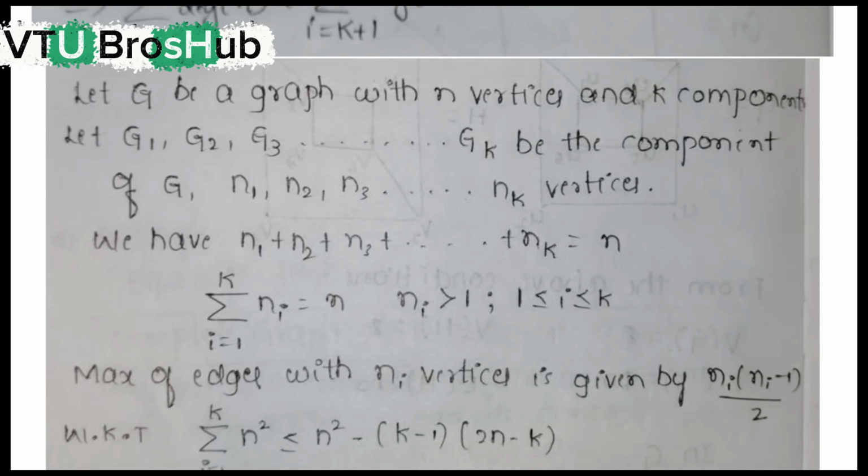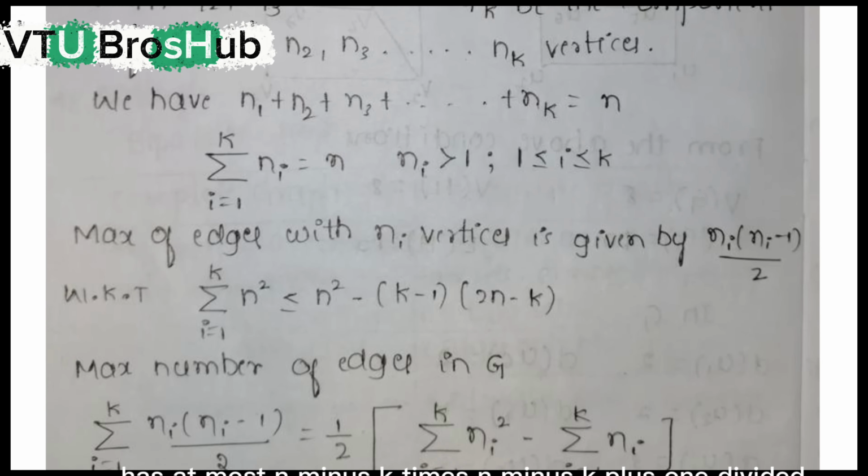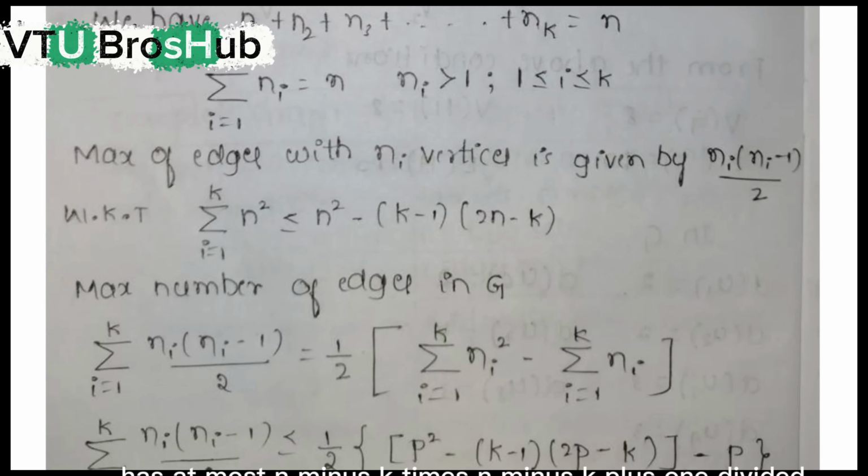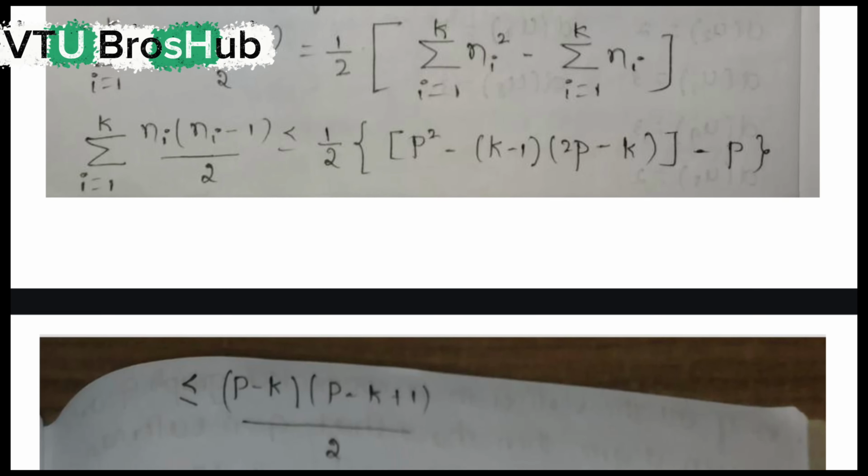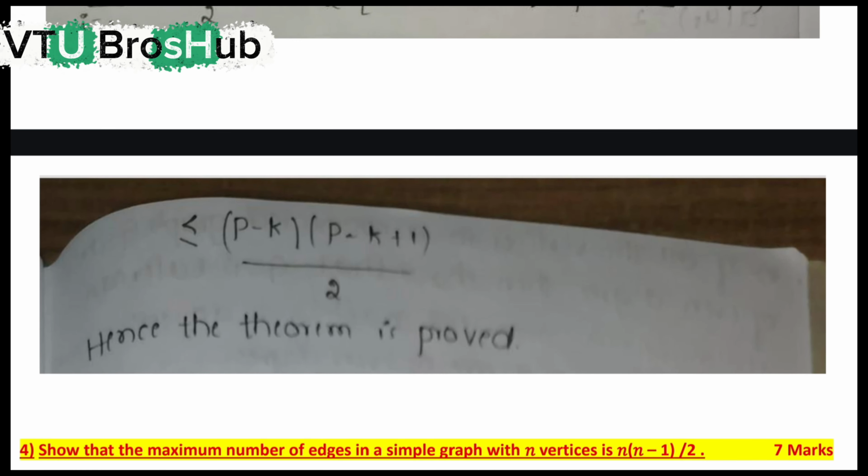Now, a complete graph with n - k + 1 vertices has at most (n - k)(n - k + 1)/2 edges. The isolated vertices don't add any edges. So the maximum number of edges in such a graph is (n - k)(n - k + 1)/2. This is the answer. You can understand it easily. Keep the structure same like this to get full 7 marks.